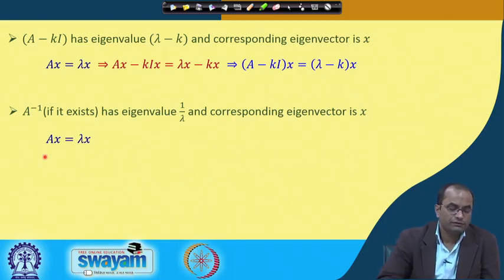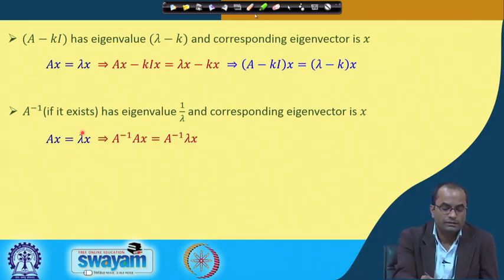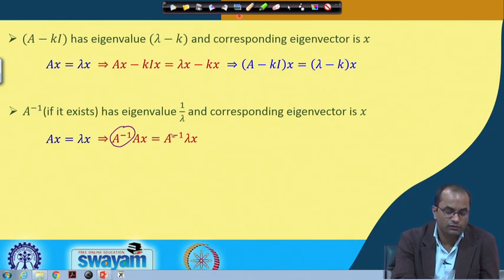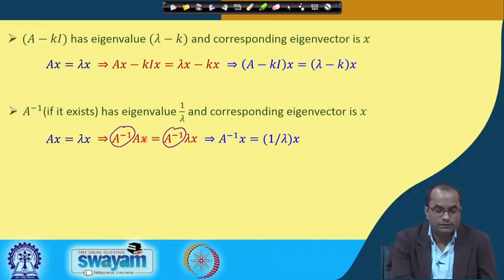To see this result, we have A x is equal to lambda x, and we multiply both sides by A inverse. So, we have A inverse into A x on the left, and on the right hand side A inverse into lambda x. So, we have multiplied both sides by A inverse, and then what we have is A inverse A x on the left.